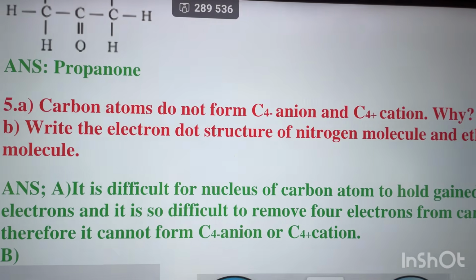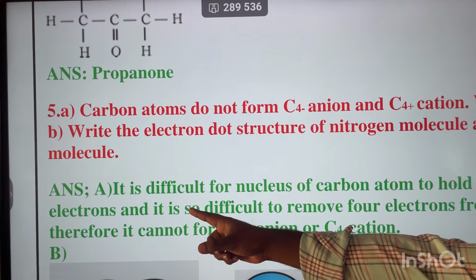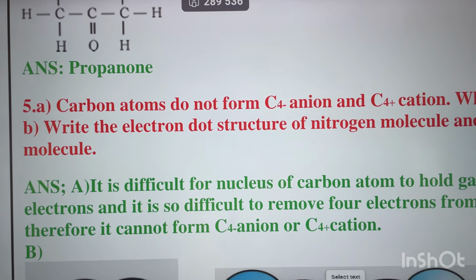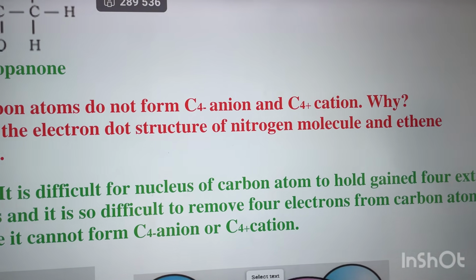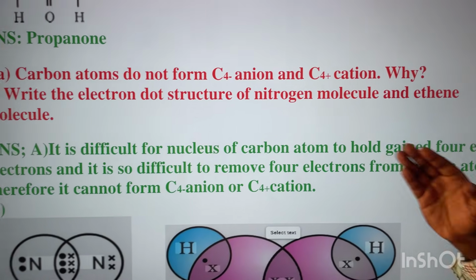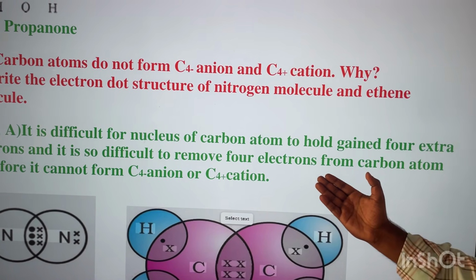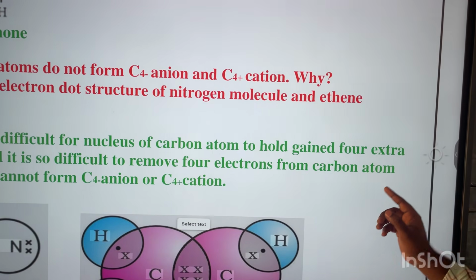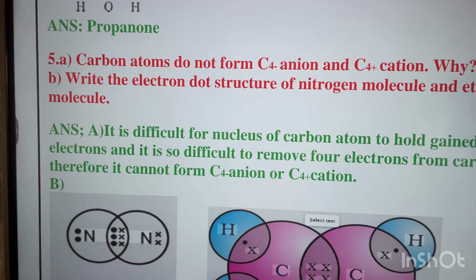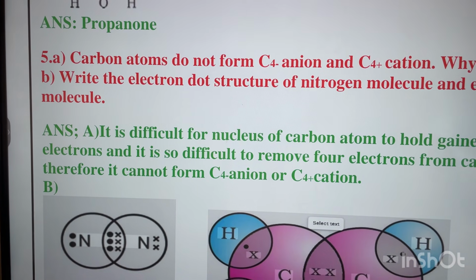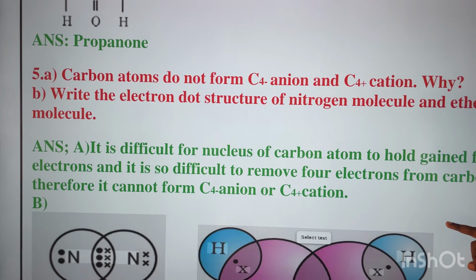Next question, carbon atoms do not form a C4- anion or a C4+ cation. Why? This is a most likely important question for examination. Observe this answer, A: it is difficult for the nucleus of a carbon atom to hold 4 extra electrons, and it is also difficult to remove 4 electrons from a carbon atom. Therefore, it cannot form a C4- anion or a C4+ cation. This is important for examination.